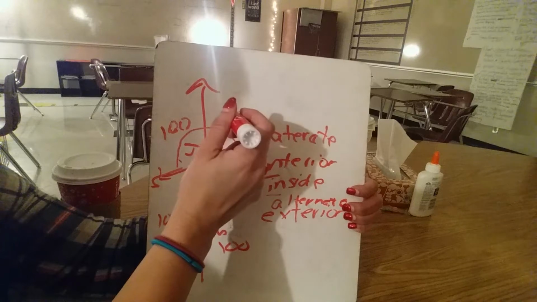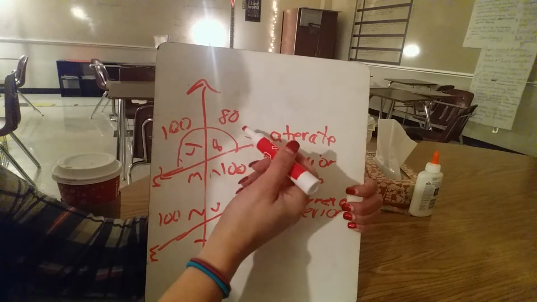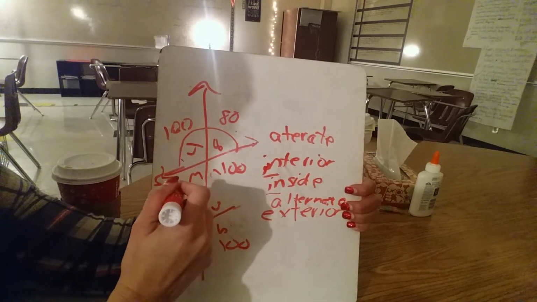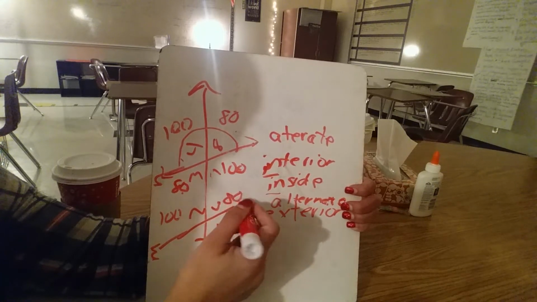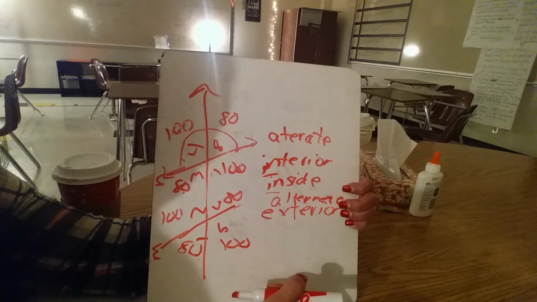And of course, you know that this is 80 now. All you had to know is this is 100. So now this hops over here, because this is a straight line. And this is 80. It hops again, 80. It hops again, 80. So now you know the angles to everything.